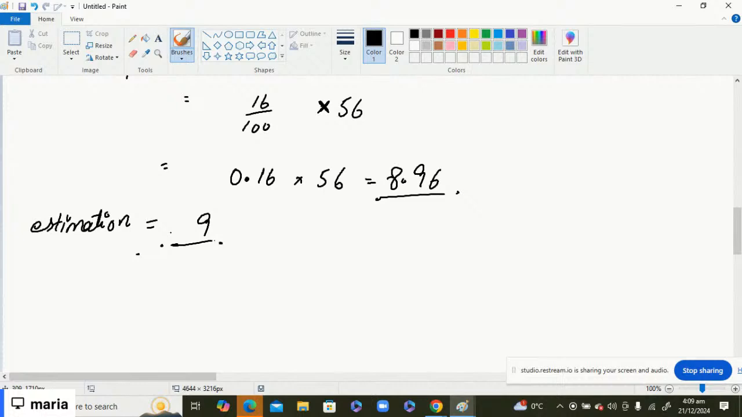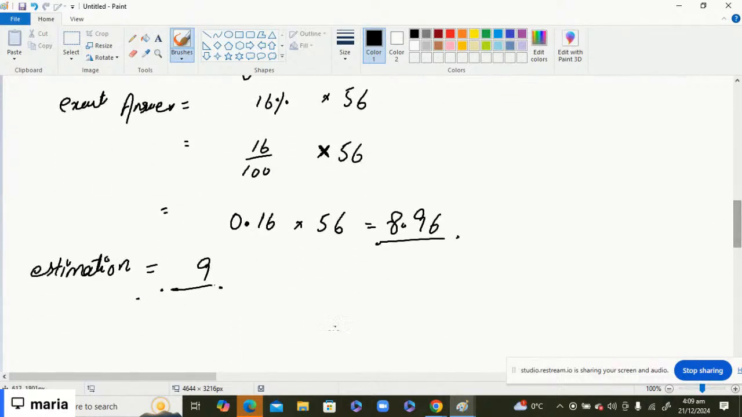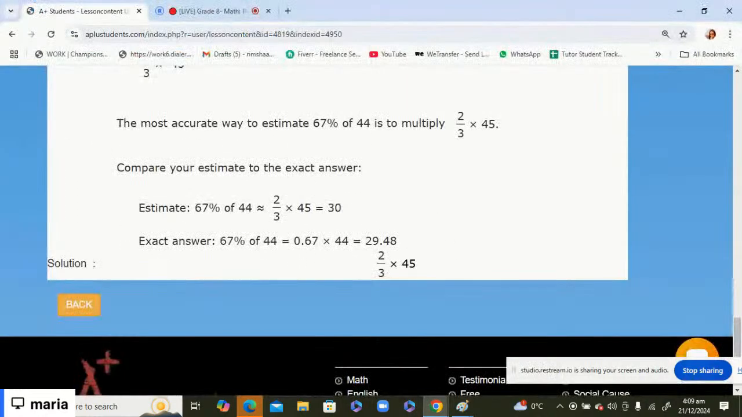Now let's suppose, for example, we take some other numbers and you want to check what the exact answer is and what the estimation answer is. So how can we solve it? By using the way that we first divide by 100 and then multiply, and in the end we round it out.